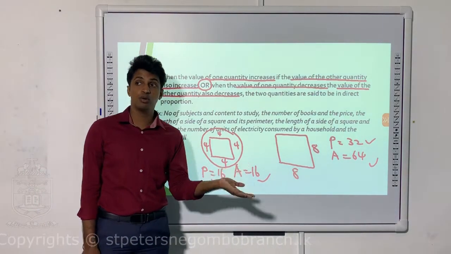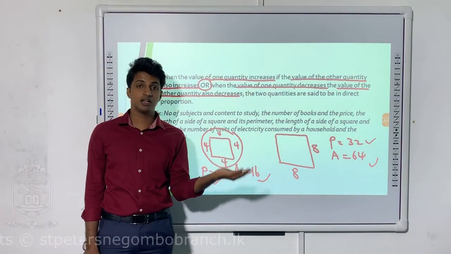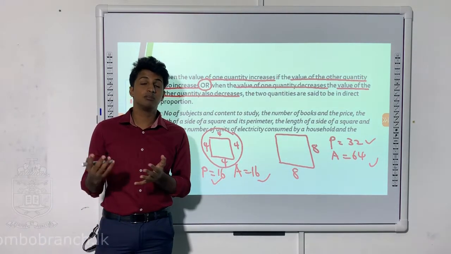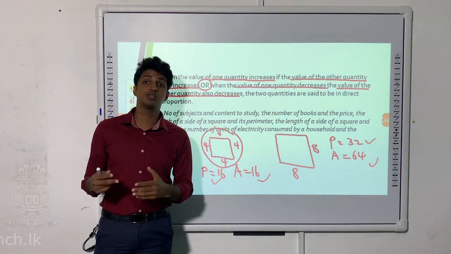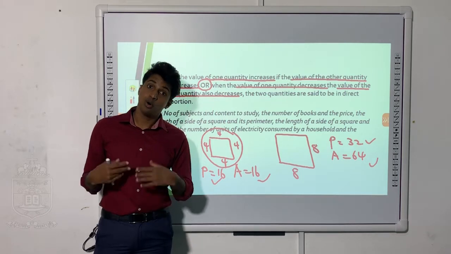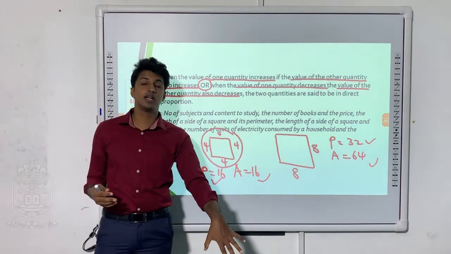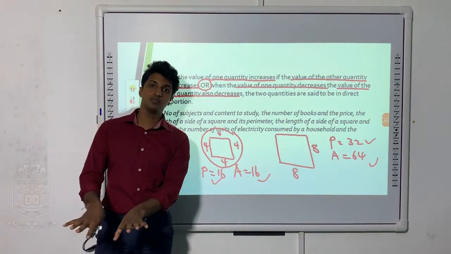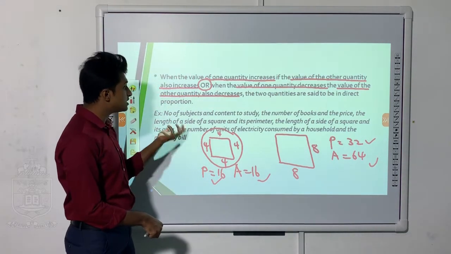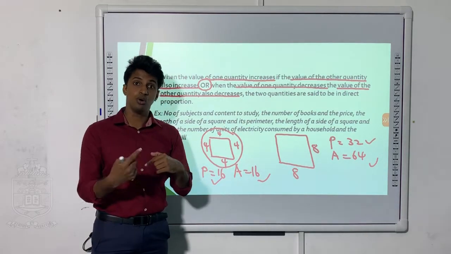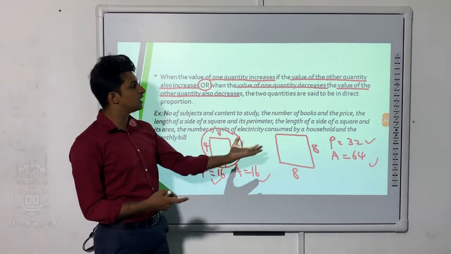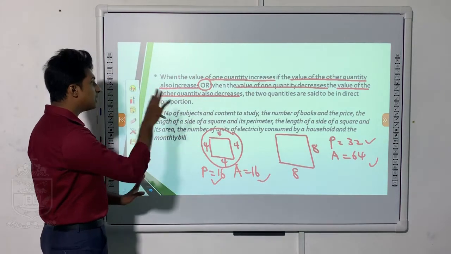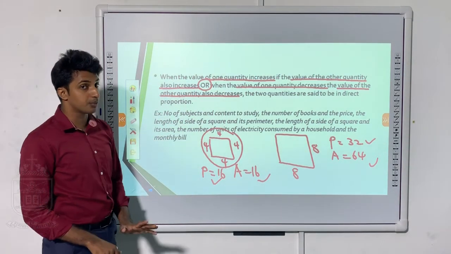If you are using more electricity units, when the number of units increases, the monthly bill you have to pay will also increase, right? Or if you reduce the amount of electricity units that you use, your monthly bill will also decrease. So see, when one quantity is increasing, the other will also increase, or when one quantity is decreasing, the other quantity will also decrease. So this is the general concept of a direct proportion.